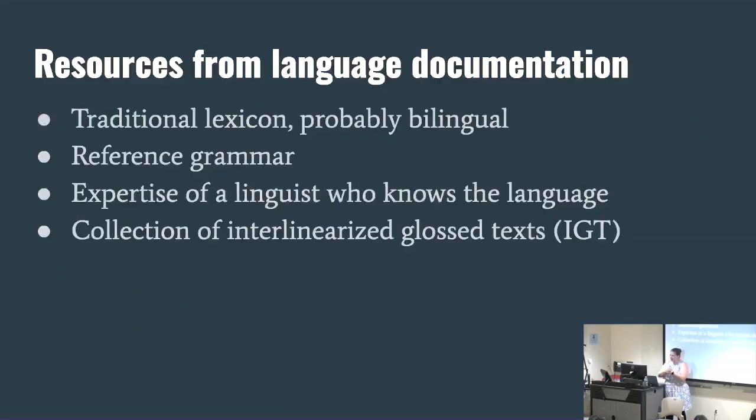So when we talk about resources from language documentation, we might mean a number of different things. In our work with Arapaho, we have a traditional lexicon, probably a bilingual lexicon, a reference grammar, the expertise of a linguist who knows the language, in other words, Andy, and a collection of interlinearized gloss texts, or IGT. A lot of my research over the years has been working with or trying to automatically produce IGT.